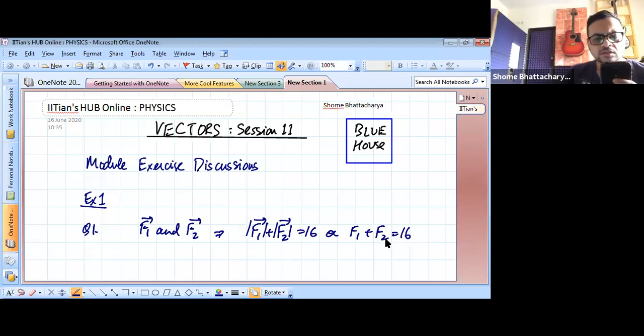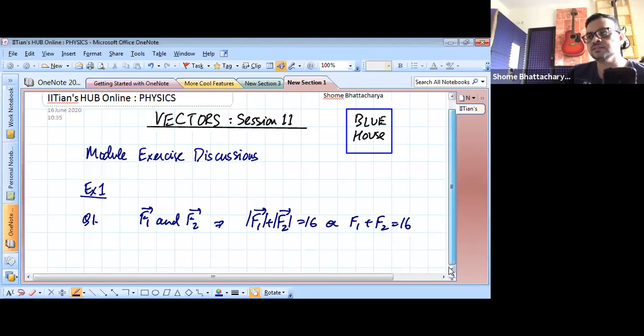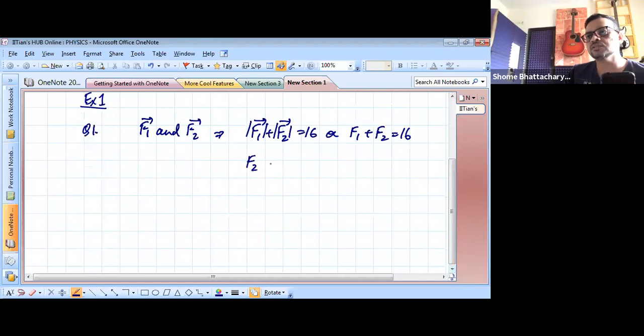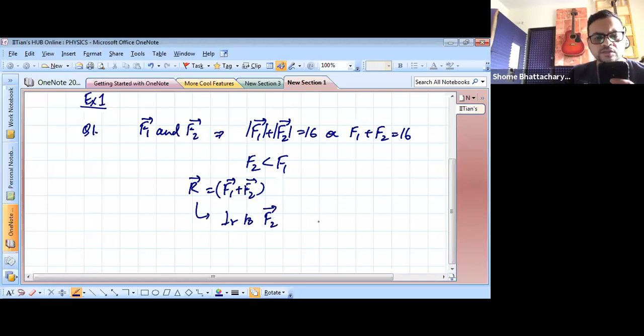If the resultant is normal to the smaller force, let's assume that F2 is smaller than F1. So the resultant of the forces, which is the sum of these two, is perpendicular to F2 because F2 is the smaller of the two, and has a magnitude of 8 newtons. Then how much are the forces? We have to find the magnitudes of F1 and F2.